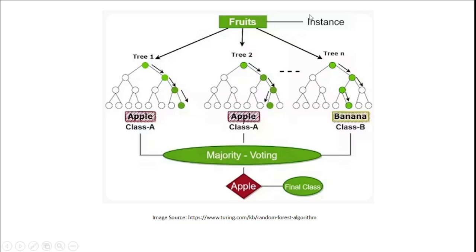For example, you have a collection of fruits in a particular root node. That root node is classified into a number of trees, for example tree 1, tree 2 and tree n. The tree 1 classifies it as an apple. In the same way, the second decision tree classifies it as an apple. And tree n classifies it as a banana, so it is class B. After aggregating their results by voting, which one wins? Class A, that is apple, is higher compared to banana. So apple wins, and we consider apple as the final class.